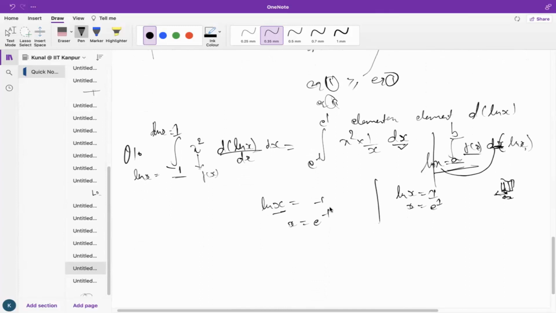Now, when we integrate this function, what do we get? We have to integrate from e to the power minus 1 to e to the power 1 of x dx.